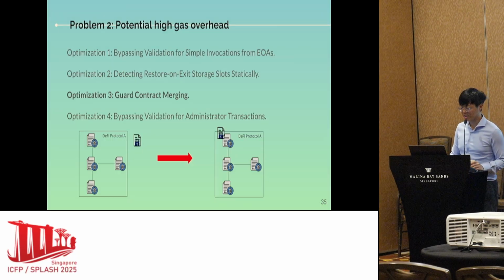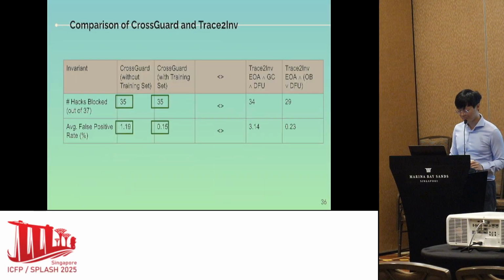A second challenge we encounter is a potentially high gas overhead. To reduce cost, we propose several optimizations, the most effective one being guard contract merging. Instead of deploying a separate guard contract, we can merge it with the most frequently used contract, converting all the external calls to internal ones, dramatically reducing the gas usage. If we cannot identify which contract is used the most often, we can use the contract with the largest binary size, because more implementation logic usually means more usage.